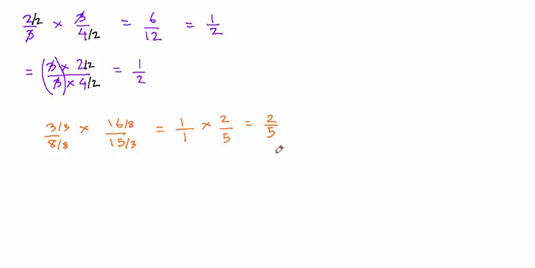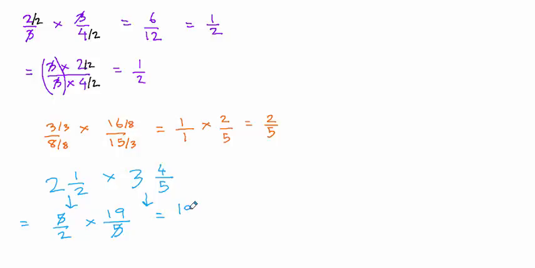Easily done, right? And then how do we multiply mixed numbers together? For example, 2 and 1/2 multiplied with 3 and 4/5. Change each one of them to their corresponding improper fractions and do the multiplication. So 2 times 2 is 4, 4 plus 1 is 5, so this is 5/2, times 3 times 5 is 15, plus 4 is 19 on the top and a 5 on the bottom. Before you multiply, cross off the 5 and the 5, so this is equal to 19/2, which is nothing but 9 and 1/2.